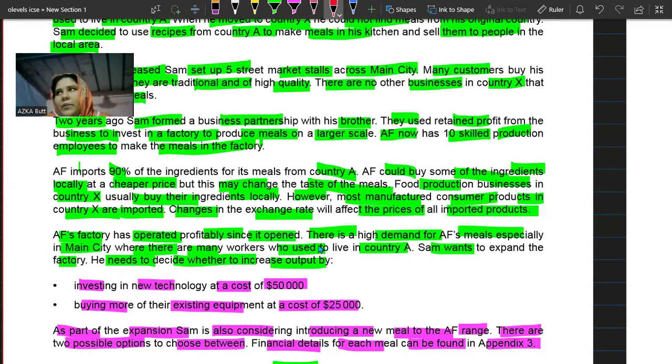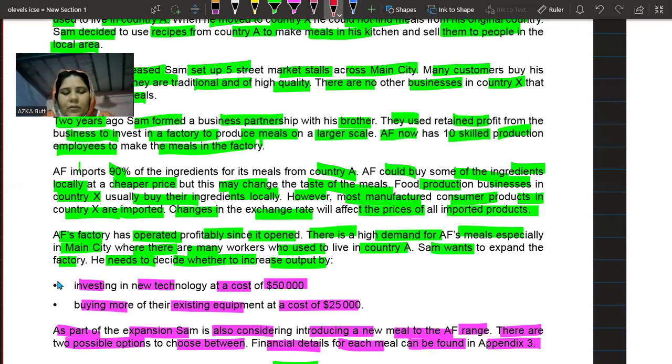So it means that now this is kind of risky, that maybe if they want to expand, the new people who are from country A may not like the taste of this food, because of course this is their traditional food, not the country X traditional food. So Sam wants to expand the factory, and he needs to decide whether to increase the output by.